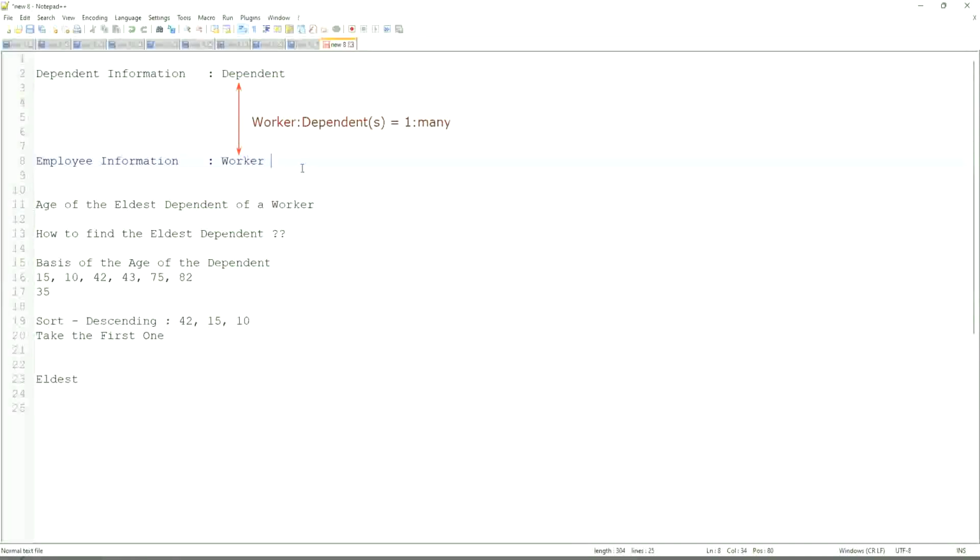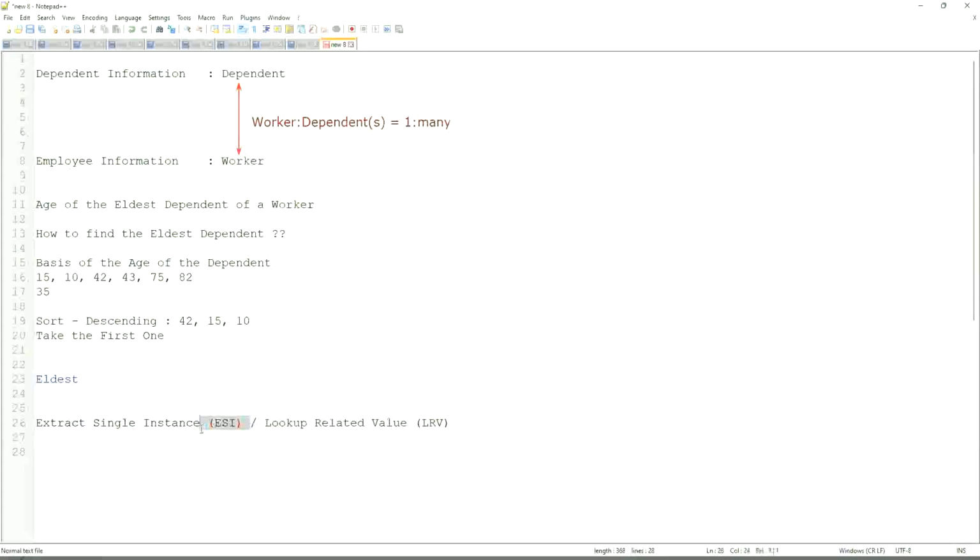But does the worker business object have the information about the dependent's age? The answer is no. That is why we are going to use a combination of calculated fields called extract single instance and lookup related value. This is the most common calculated field function that people will ask you in your interviews. Extract single instance is called ESI, lookup related value is LRV. They work in combination.